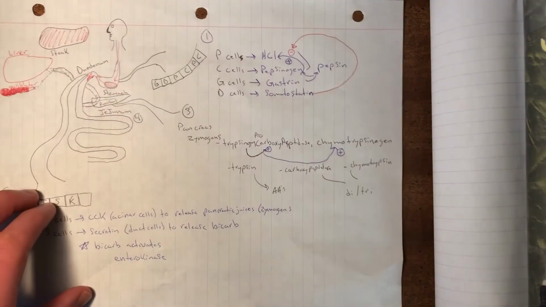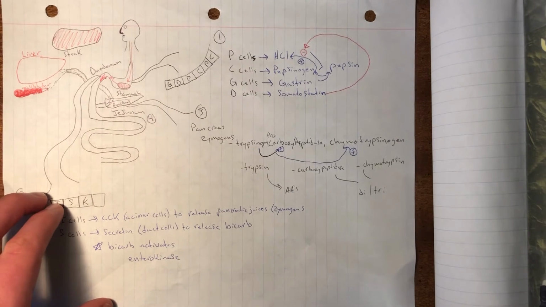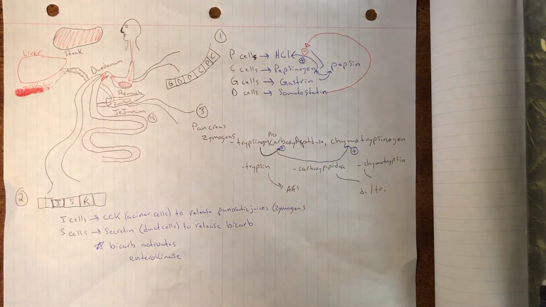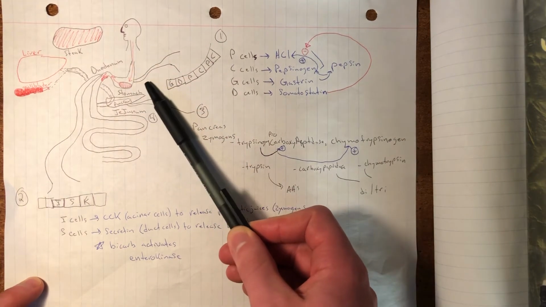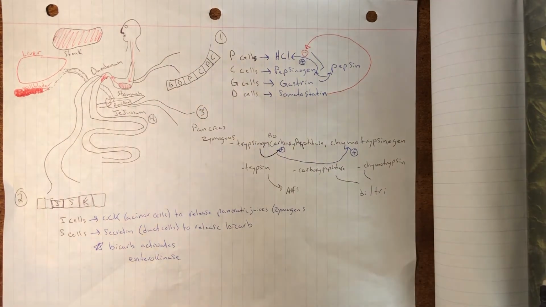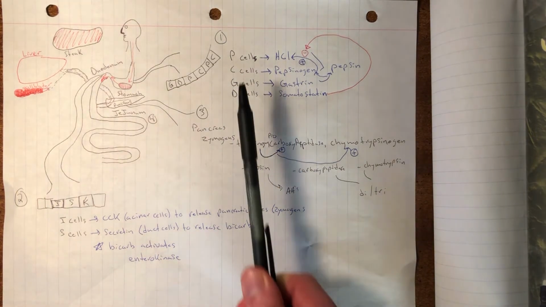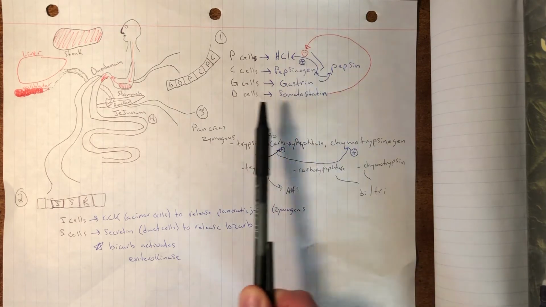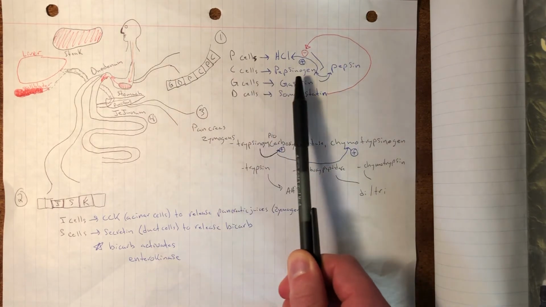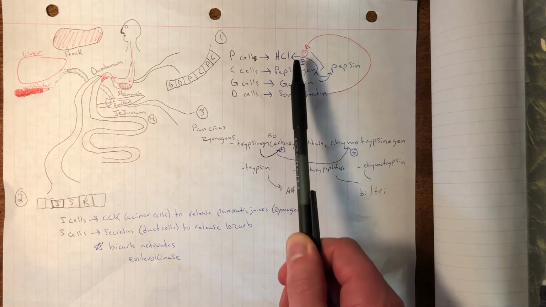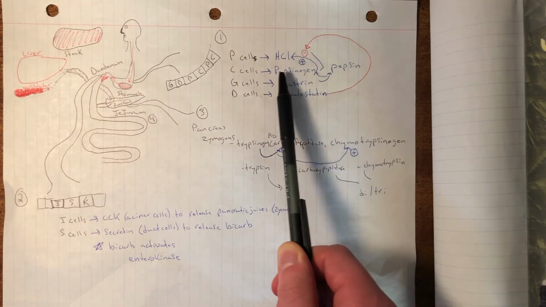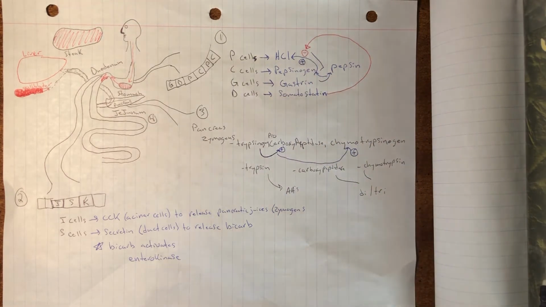So now into digestion. For this example, we're going to be talking about a steak. If you eat a steak, it's going to be sent into your stomach in a bolus form. On the lining of your stomach, you have different cells. Your parietal cells are going to secrete HCl. Your chief cells are going to secrete pepsinogen. And the HCl is going to activate the pepsinogen to become pepsin.